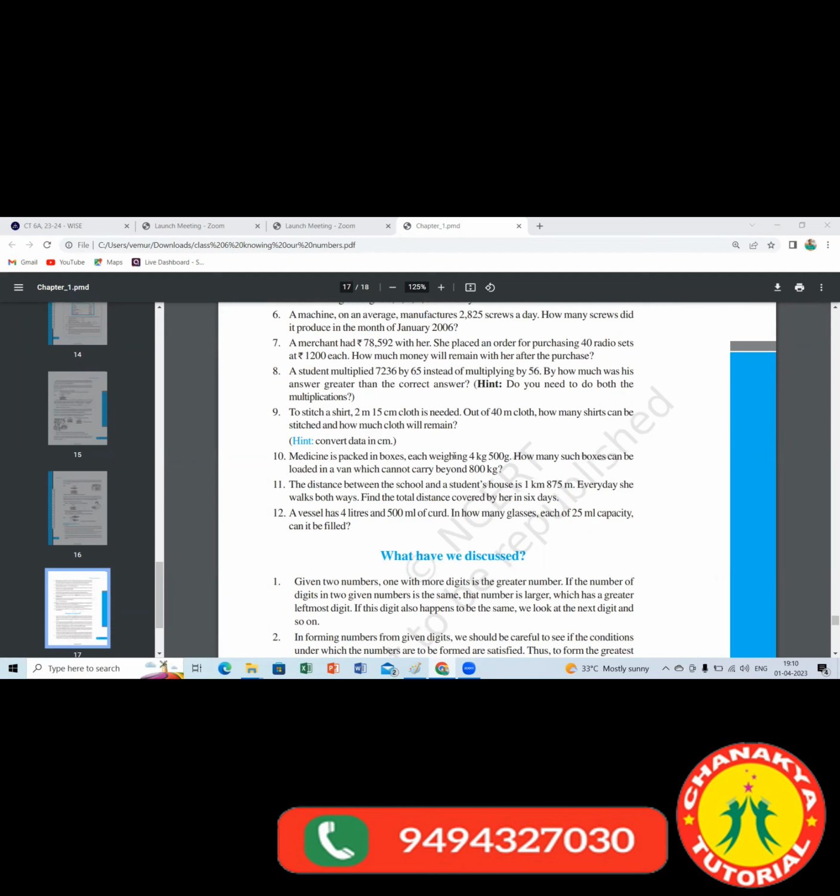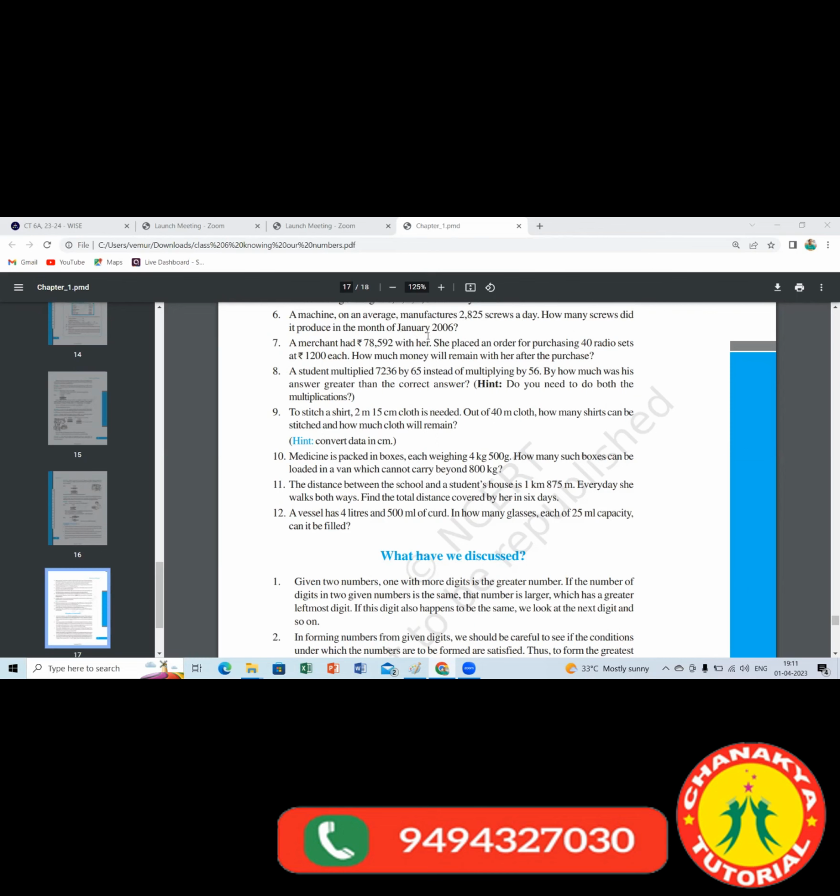We'll start with Deepika. Question number 6. Can you read it once? Yes, ma'am. A machine on an average manufactures 2,825 screws a day. How many screws did it produce in the month of January 2006? Good. Ashwath, by reading the question, what operation do we have to do here? The average manufactured in a day is given, so you need to find out for the month.